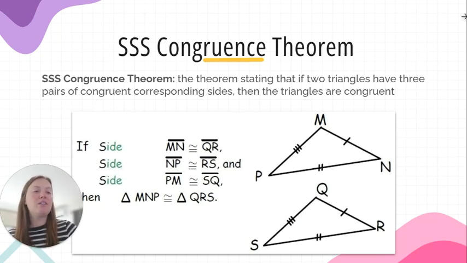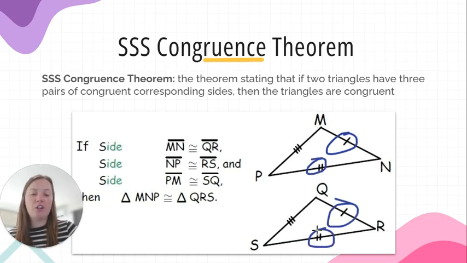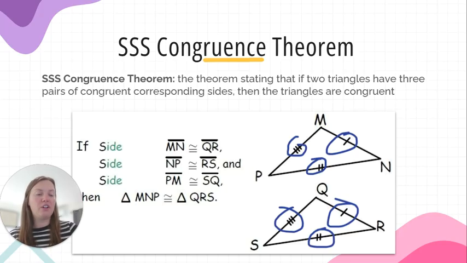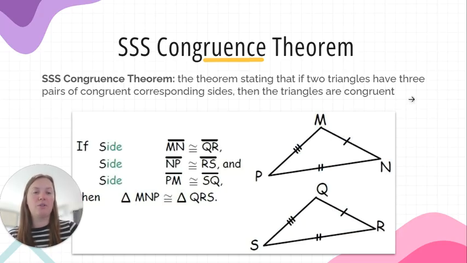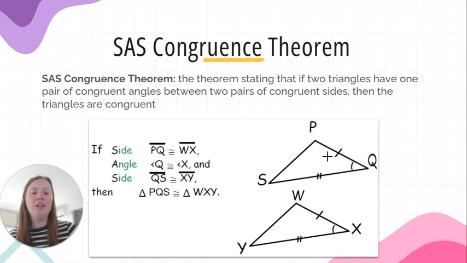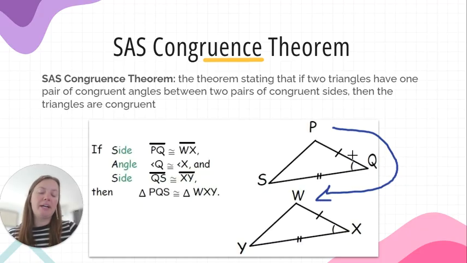Side congruence theorem. We are looking at the corresponding sides of our triangles, and we are confirming if all three of them are congruent, then we have congruent triangles. Our triangles are congruent if all of our sides are corresponding and congruent. Side angle side, we are looking at a side and then an angle and then another side, back to back to back, right? And if we have this included angle and our sides are also corresponding and all of them are congruent to each other, then that means that our triangles are congruent.